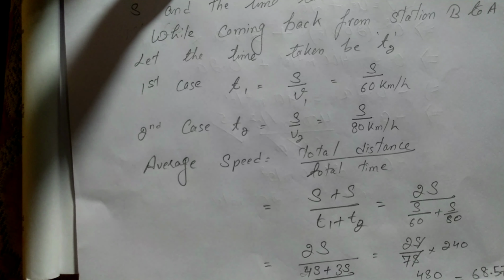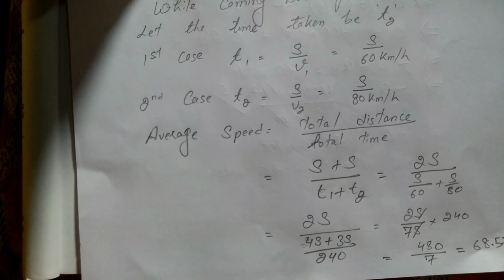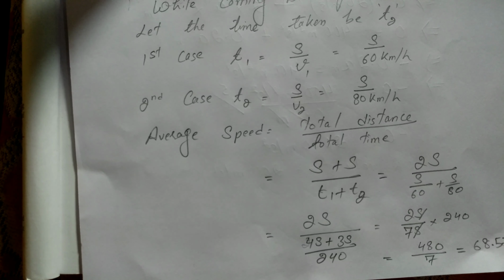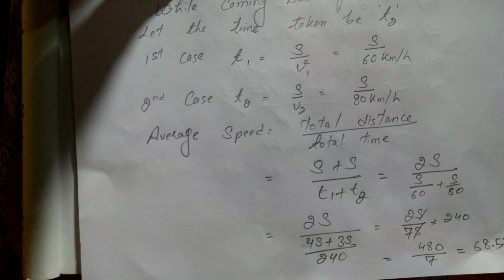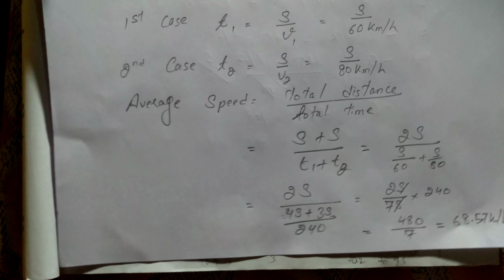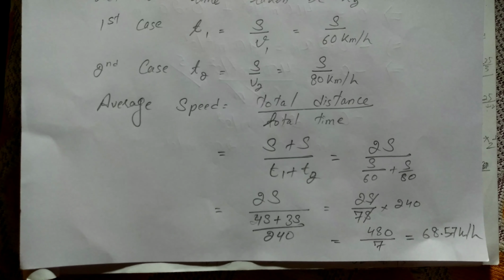Here 2S will be equal to 2S upon, I'm supposed to find the LCM, which is 240. So 2S upon 4S plus 3S upon 240. By finding out the LCM, I'm getting these values. I hope you all know this. Further solving, I'm getting 2S upon 7S, 4 plus 3 which is 7S, multiplied by 240. S and S get cancelled after the multiplication and division. I'm getting 68.57 km per hour, which is our average speed.